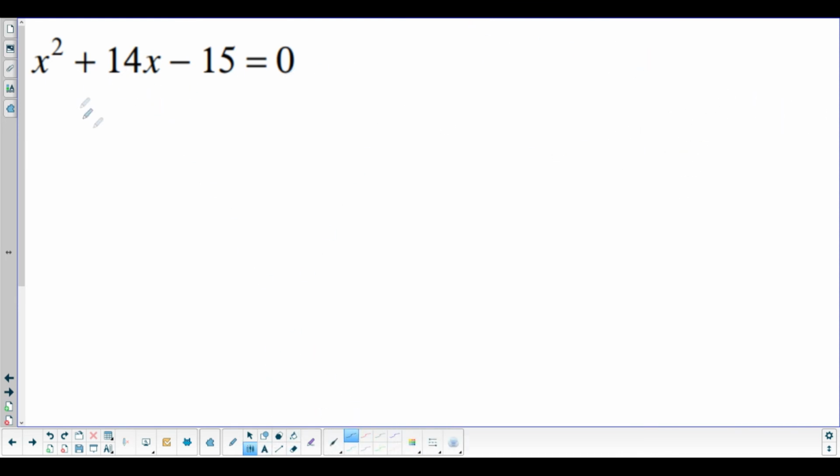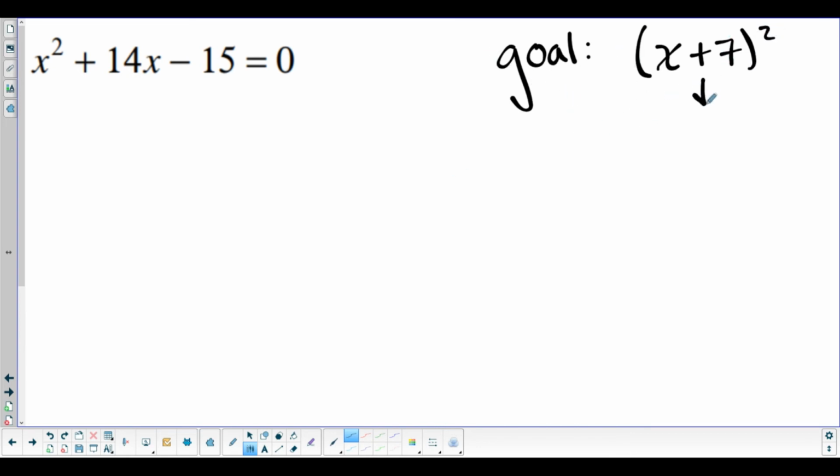And so really when I see this problem, I notice that 14x, well, half of that is 7. And so my goal is that I want the left side of my equation to look like this: x plus 7 quantity squared, okay? Well, in order to do that, I have to note, like that same thing from last time, that when I multiply this out, I'm going to get x squared plus 14x, and then also plus 7 times 7, which is 49.